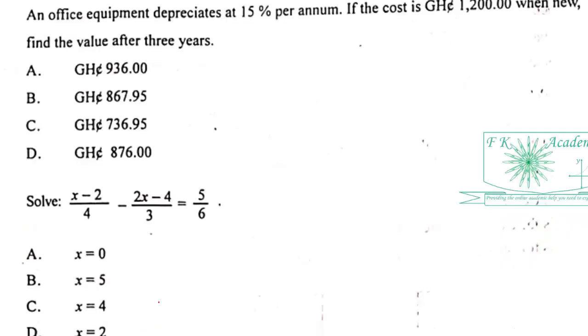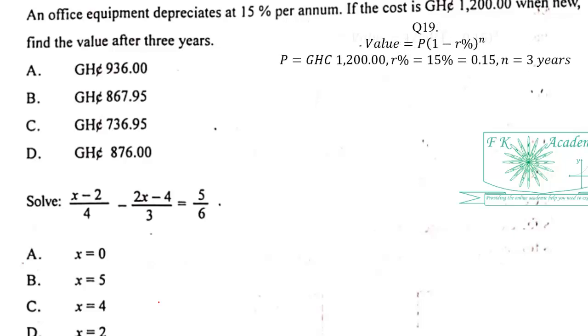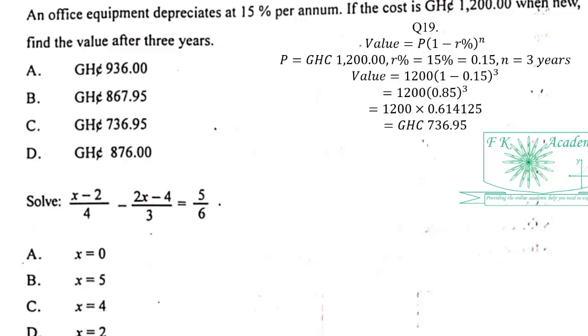An office equipment depreciates at 15% per annum. If the cost is 1,200 Ghana cedis when new, find the value after 3 years. So the depreciation will be 736.95. That will be the value after 3 years.